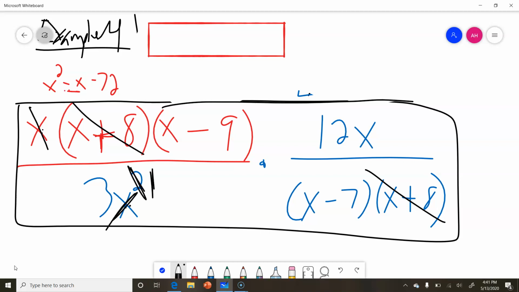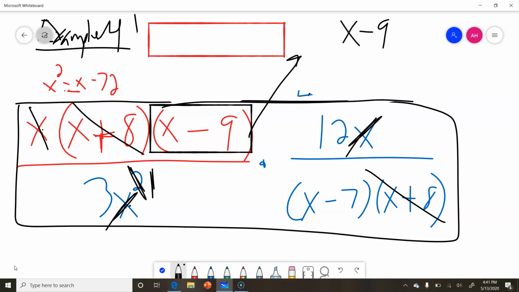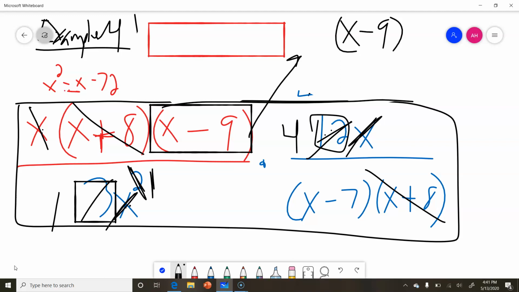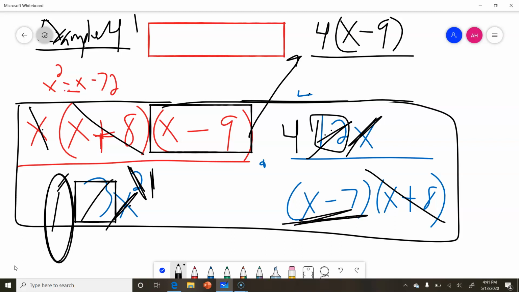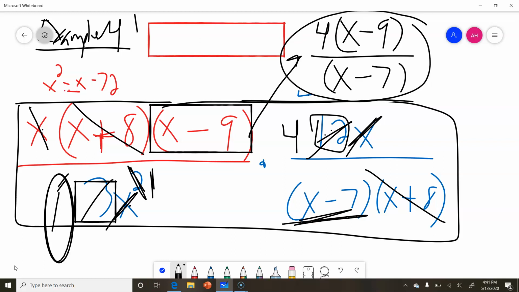But then look at this. Here's an x and here's an x. So now those x's are gone. And this guy stays the same, right? x minus 9. I know he's gonna be part of the answer because he's up there. But then look at this. I have 12 and 3. That goes in 1 and that goes in 4 times. So I'm going to have 4 times x minus 9. And all of that is over what's left. What's 1 times x minus 7? Well, that's simply just x minus 7. And there is my final answer.